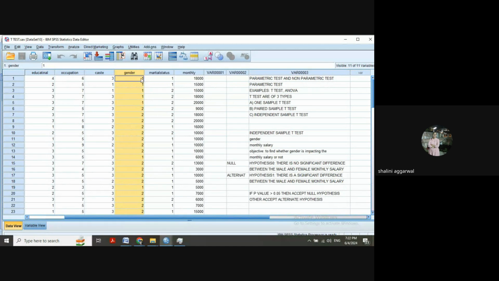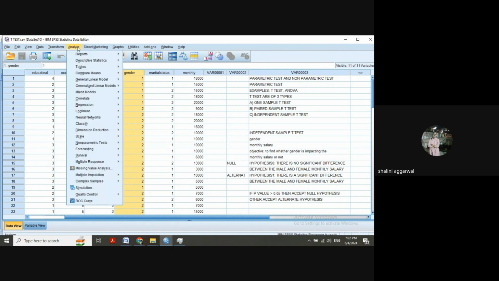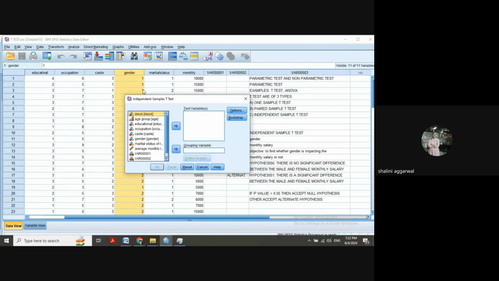So let's see how we actually do this in SPSS. Go to Analyze, Compare Means. This is very important. If you have to apply a certain test, this command is very, very important. Analyze, Compare Means, Independent Sample T-Test. Click onto this. So what is our test variable? That is the average monthly salary and gender, right? Grouping variable, it is asking for gender.